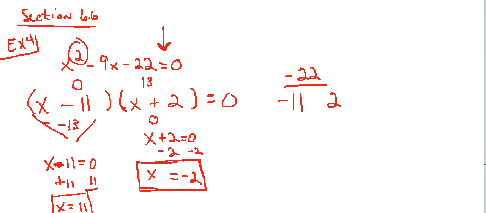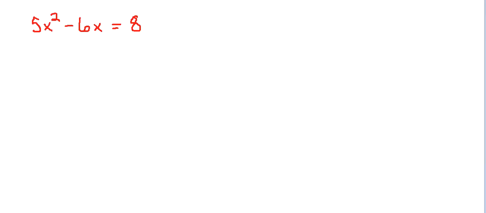Okay, let's try another one. Okay, here's another one, and here's the equation. And notice it's not equal to 0, so that's our first step. We've got to get the equation equal to 0, so that just means I want to subtract 8 from both sides.